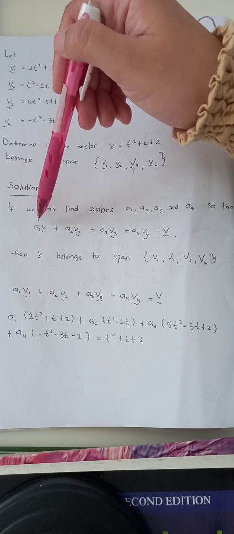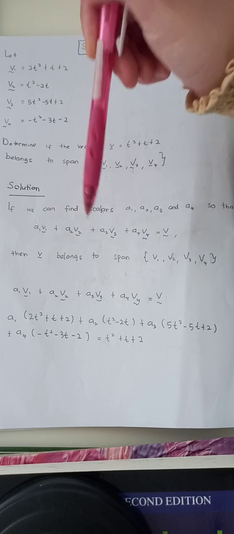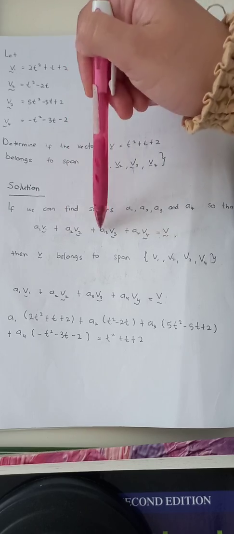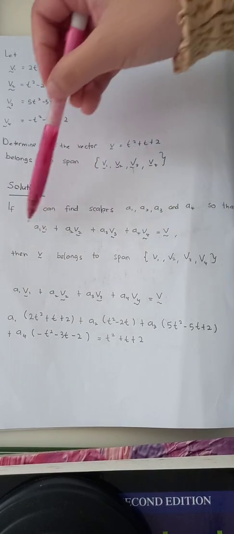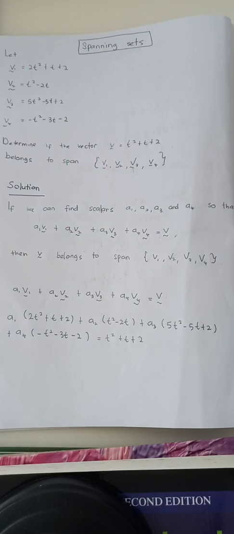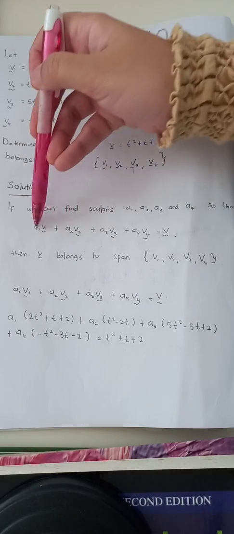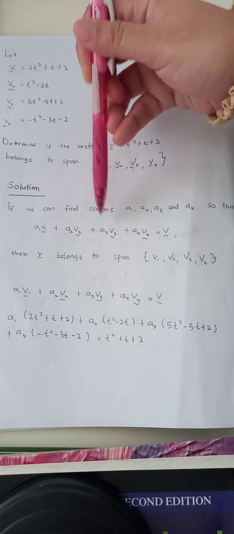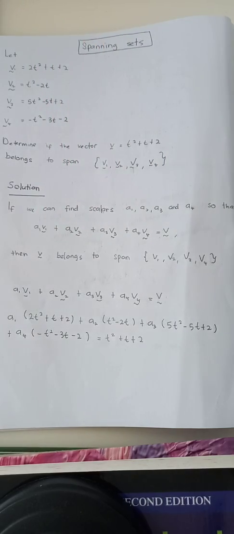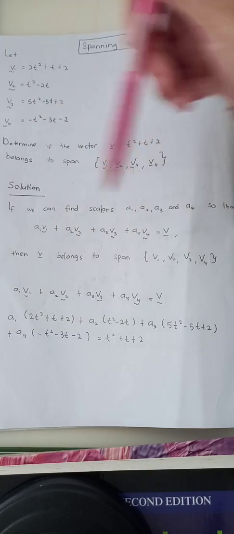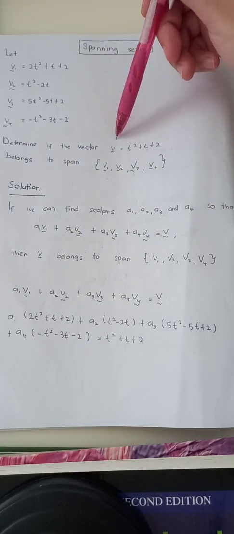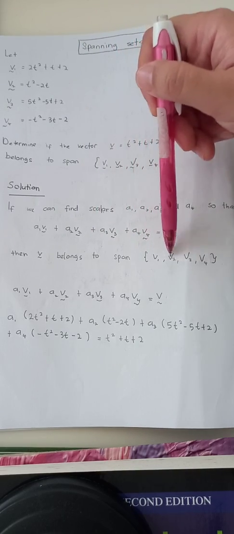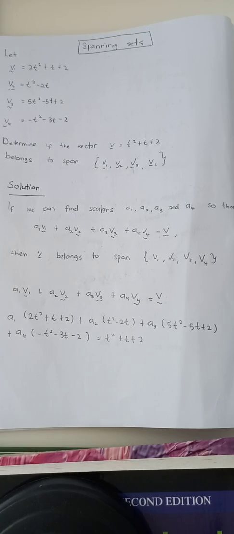Let's say the scalar for V1, I name it A1. The scalar for V2, I name it A2. So go on to A3 and A4. Make it in this form. If we can get the values of A1, A2, A3 and A4, then we can say that this V belongs to the span of V1, V2, V3 and V4.